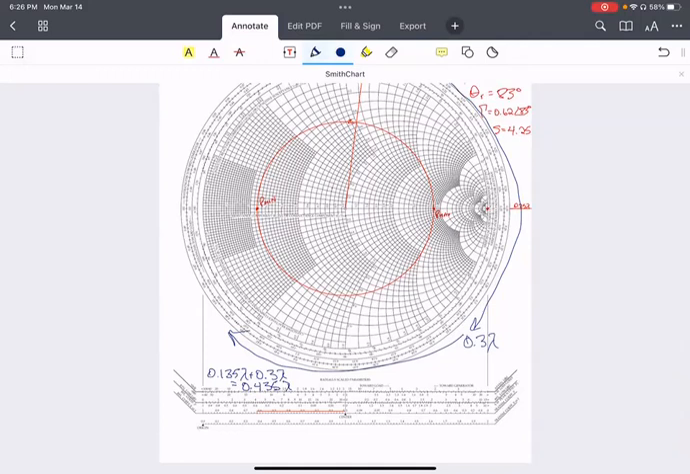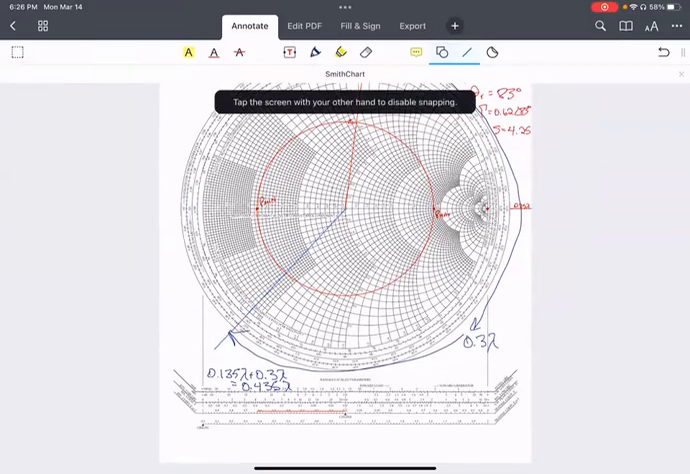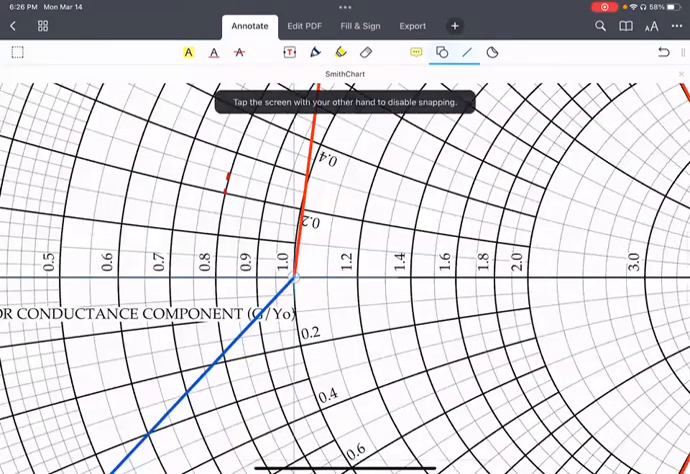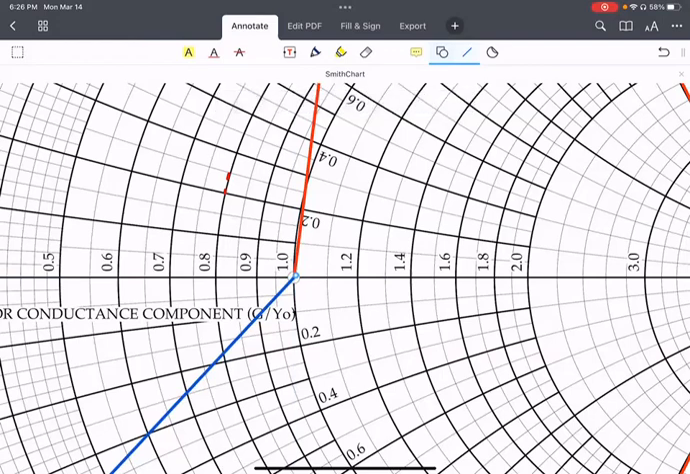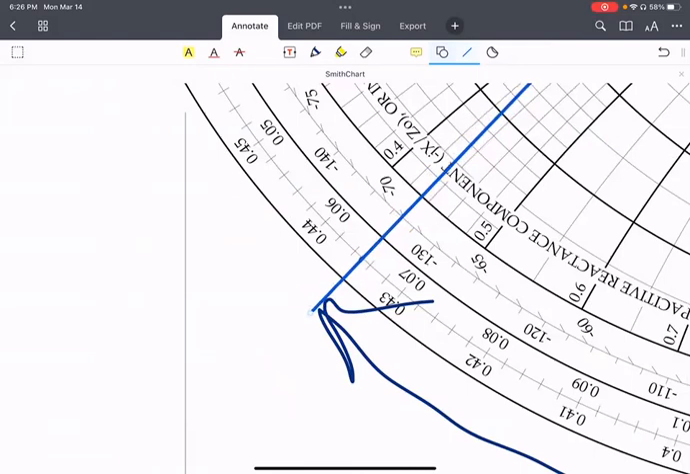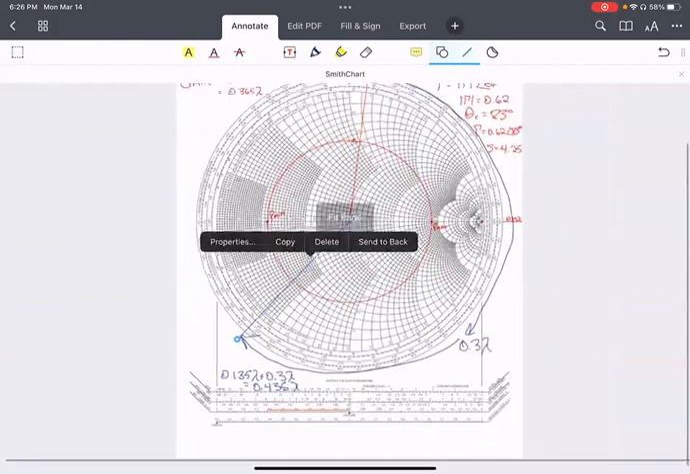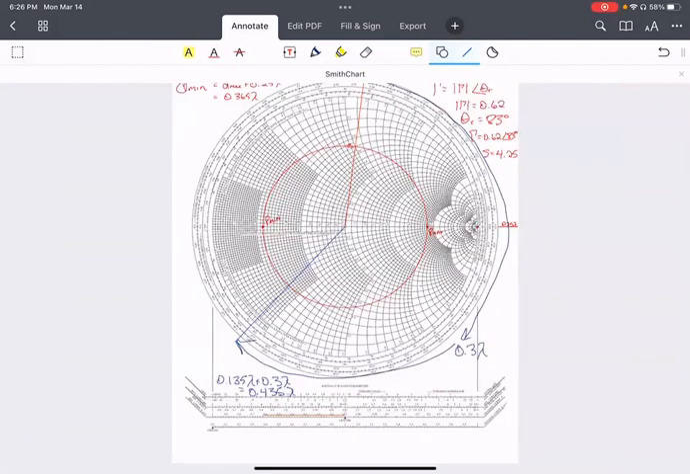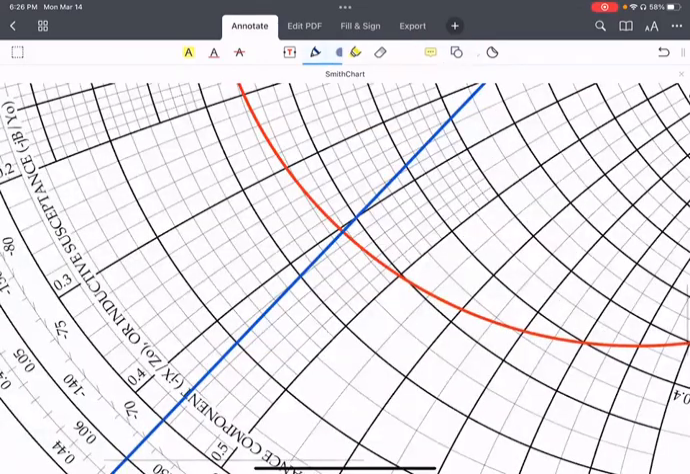Okay, so we draw a line from the center to that point, the 0.435 point. Input impedance, exactly. So right here is the Z in.